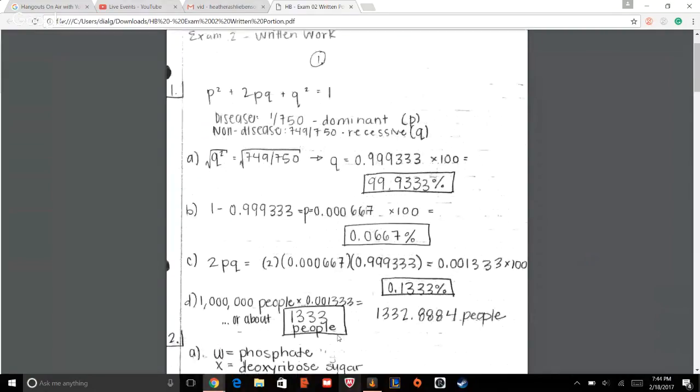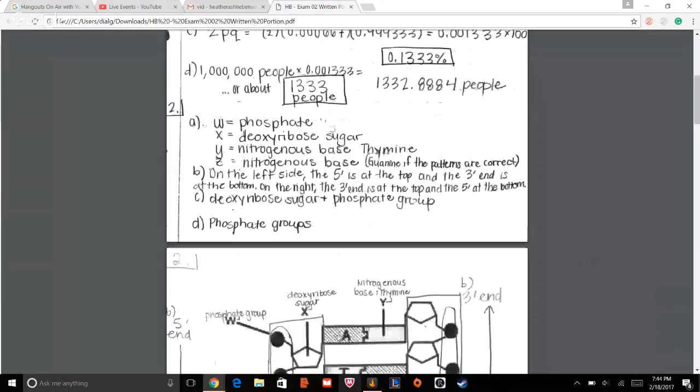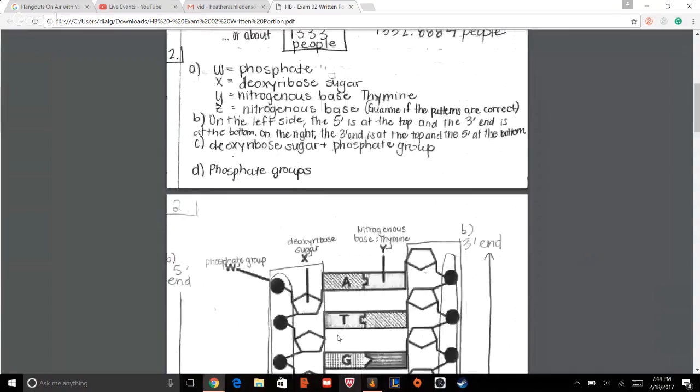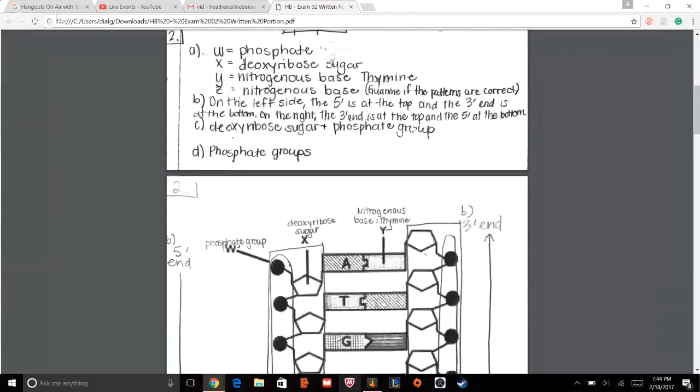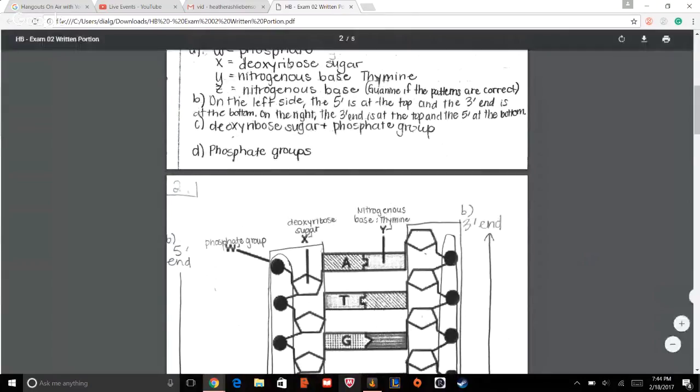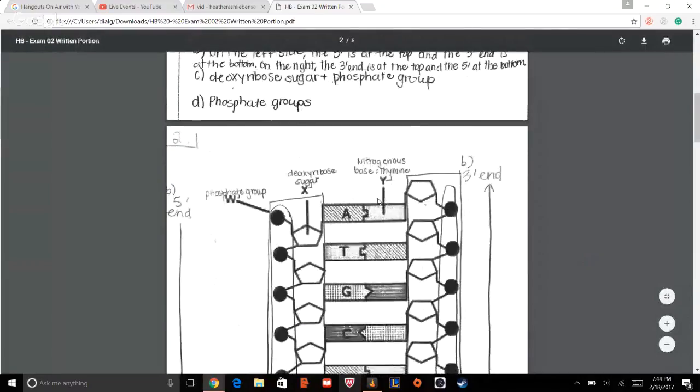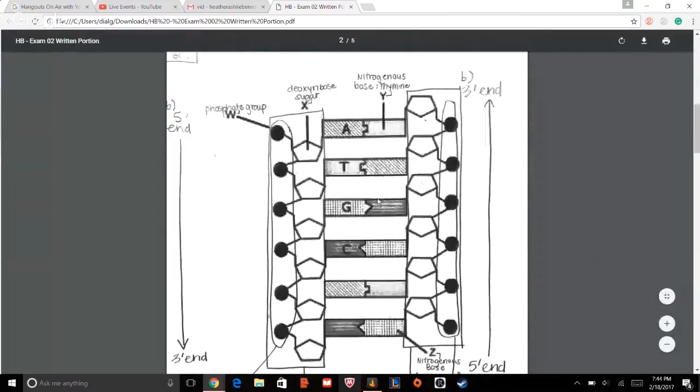So for problem number 2, it asks quite a few questions, and we're considering a DNA molecule. So I have some of my answers up here, but they're also down here, so we'll scroll down here so I can show you what I'm talking about.